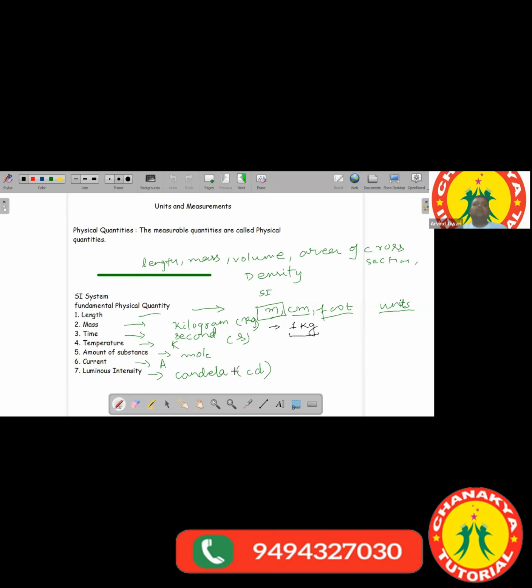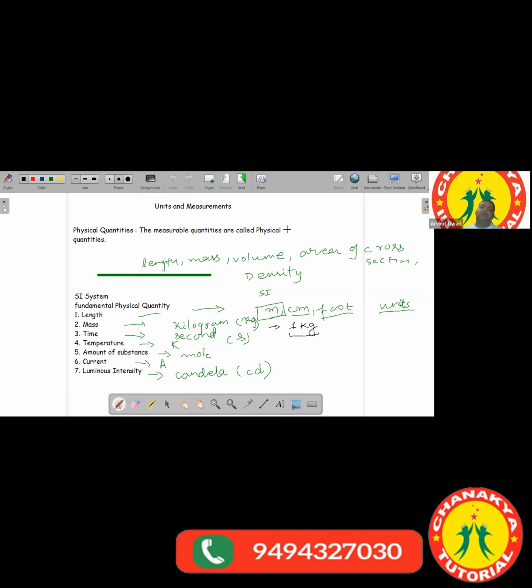So this was today's class. We had discussed the fundamental units or fundamental physical quantities. They are also called basic physical quantities. Funda means basic. Now, all the other physical quantities can be written in terms of these fundamental quantities. Okay. Any other physical quantity.